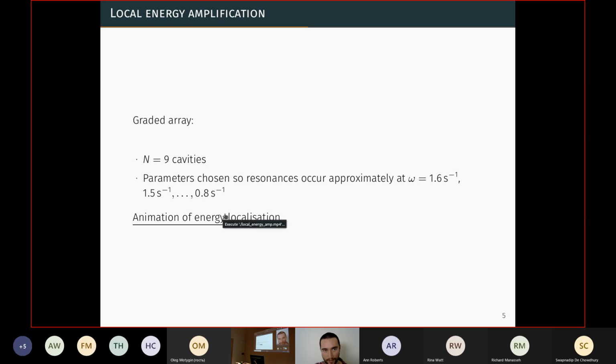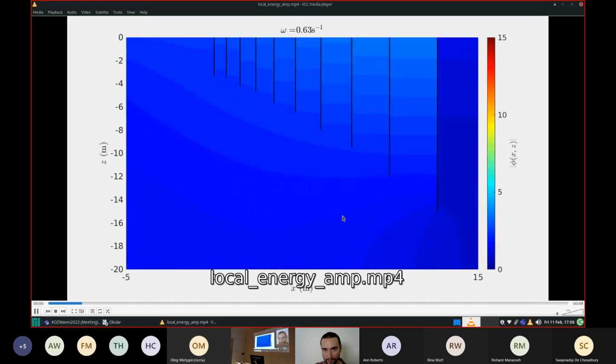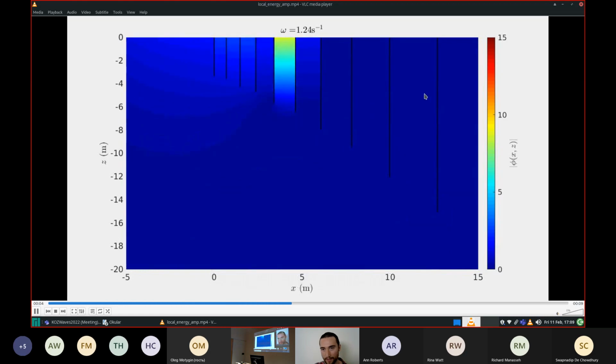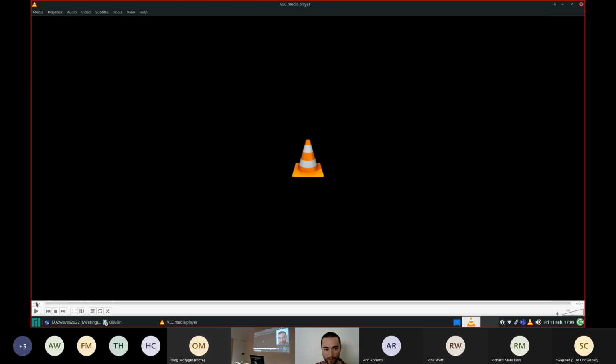What I'm going to show you now is a frequency sweep going through a frequency interval and showing where the energy is amplifying. Low frequency waves are propagating and amplifying in the rightward cavities, and the high frequency waves are amplifying at the cavities further towards the left. So let's just play that again.